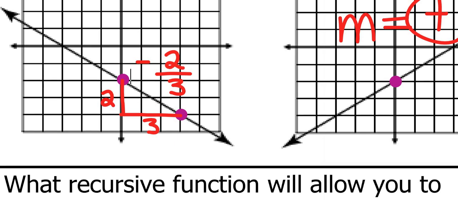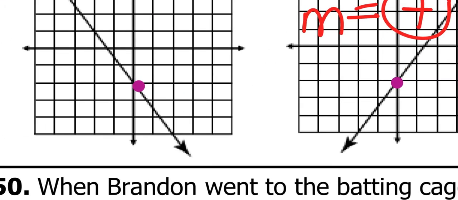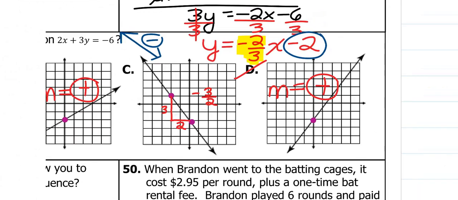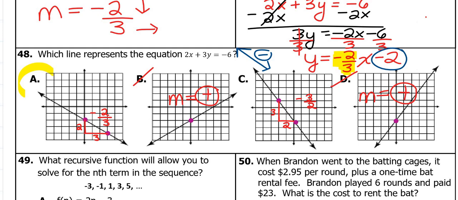Let's check our other choice, C. So again, I'm going to pick two good points. I'm going to pick this point up here, and then the y-intercept. So let's take a look at the rise. I'm going to count down 1, 2, 3, and then I'm going to run to the right twice. So my slope has a rise of 3 and a run of 2, negative. Now, negative 3/2 is not what I want. I want a slope of negative 2/3. So that means my answer choice is choice A.